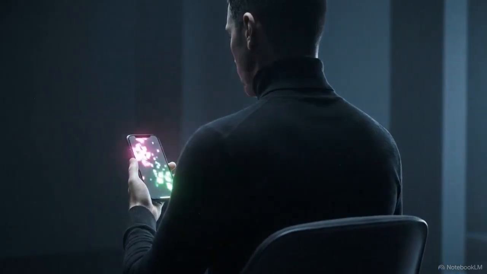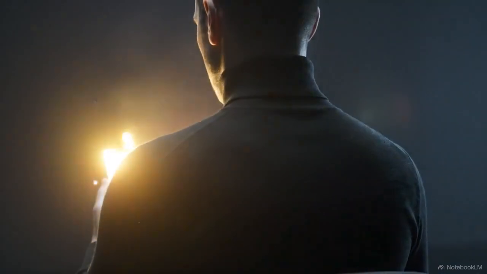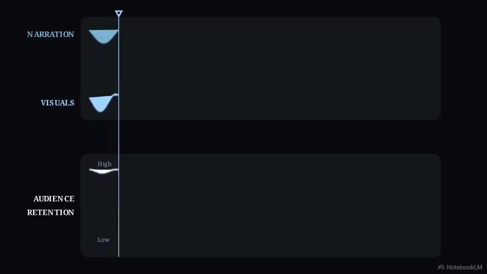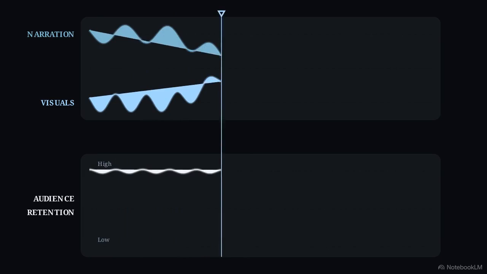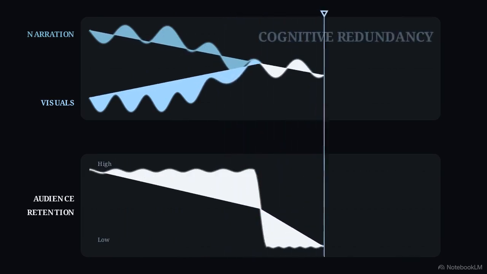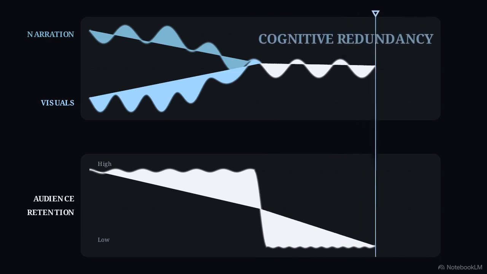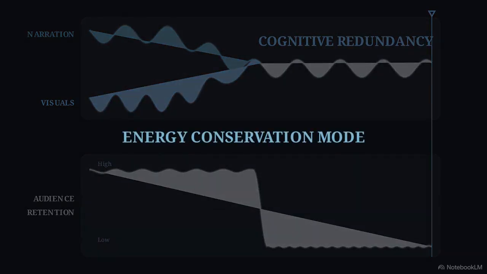The infinite scroll has trained viewers to expect constant novelty, forcing them to decide whether to stay or skip in seconds. This retention graph shows a sharp decline the moment auditory narration aligns perfectly with visual elements on the screen. We call this cognitive redundancy. When eyes and ears process identical data, the brain conserves energy by tuning out.